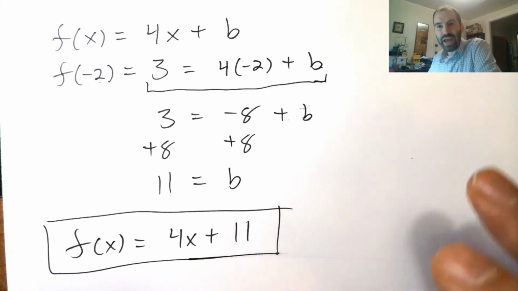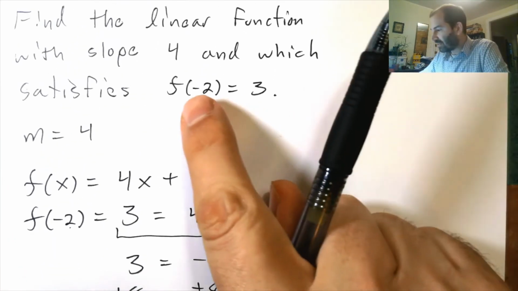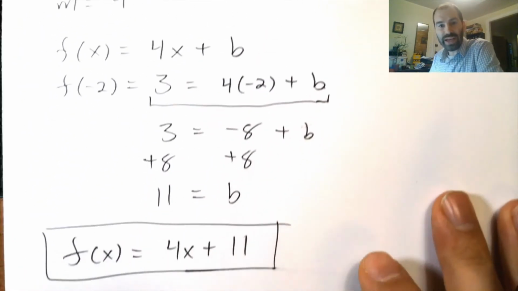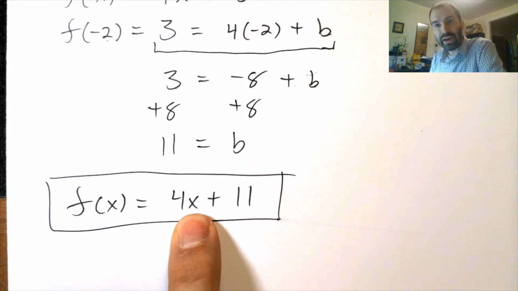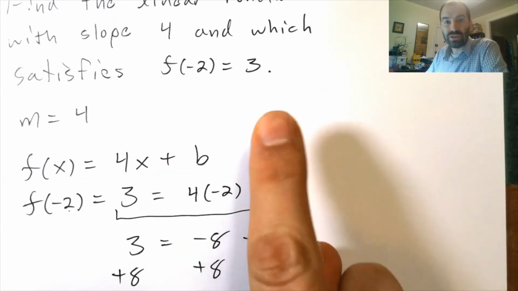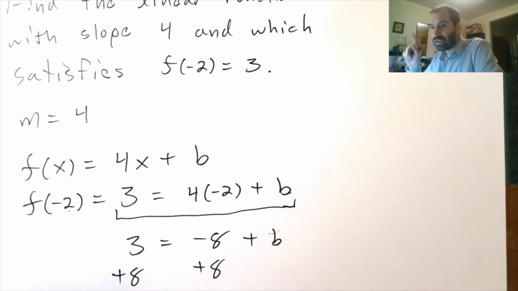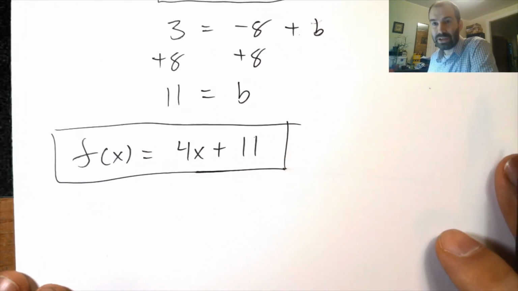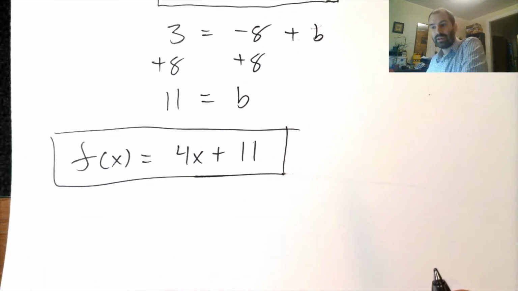Now it's good to check. You know, it's supposed to satisfy f of negative 2 equals 3. Go ahead and check that. Plug in a negative 2 for x. 4 times negative 2 is negative 8. Plus 11 is 3. That's just what it was supposed to equal. So it's always good to do that little check at the end, right? Just to make sure you didn't make a mistake somewhere. Okay. All right, let's do another one.